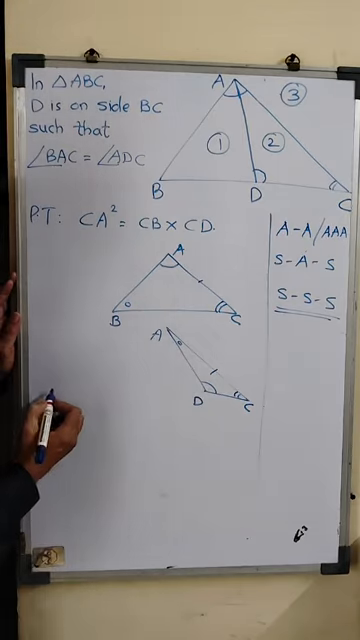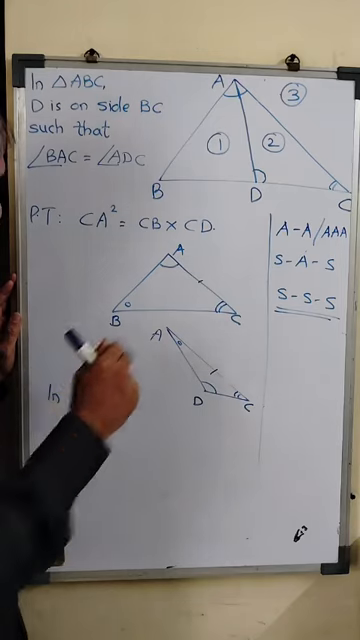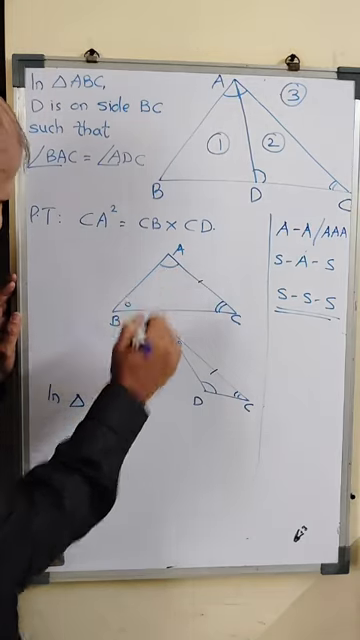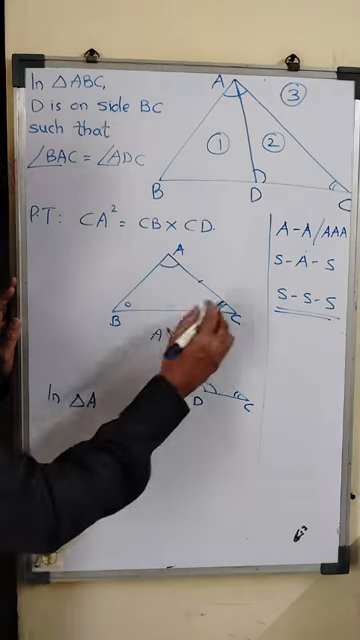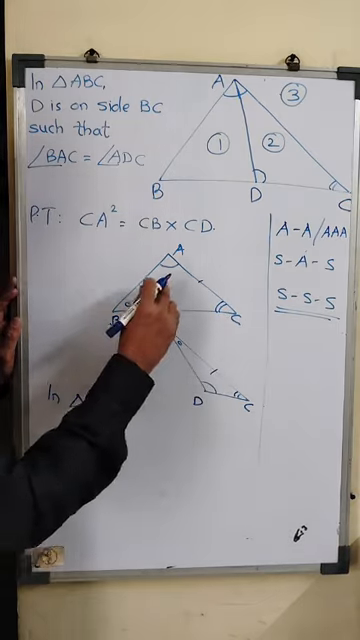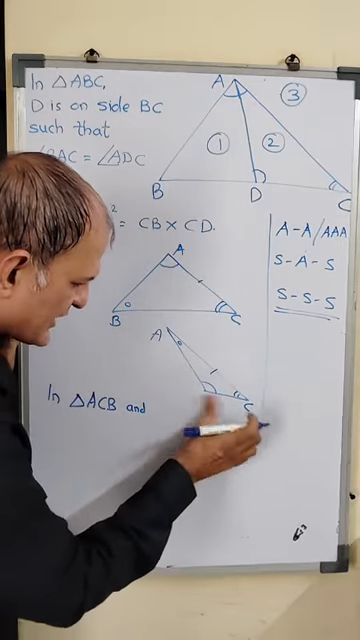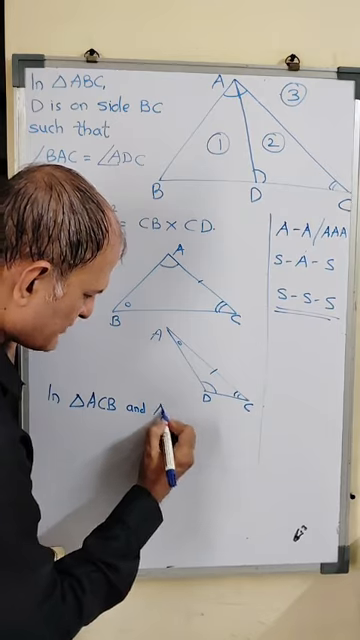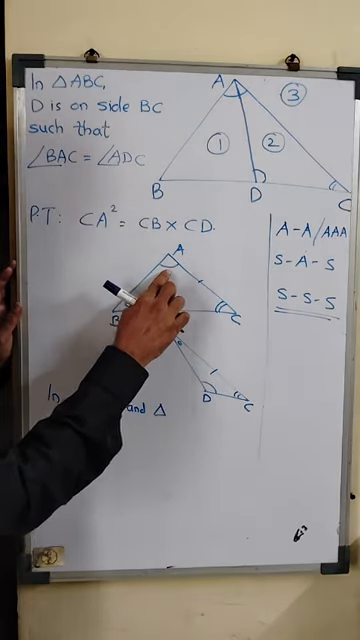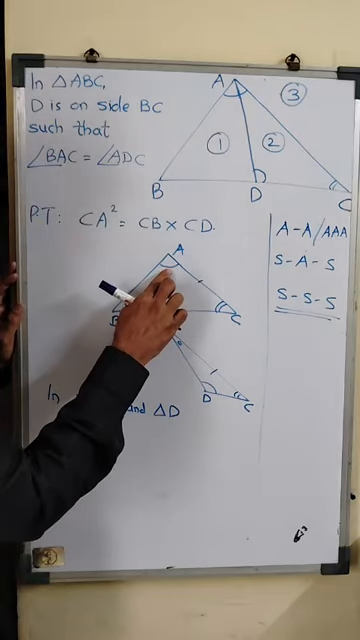Now how? To prove that, first we have to name the triangles. If I start this triangle with A, then go to C, and then go to B, I can name this triangle ACB. To name the other triangle, see, this A is equal to this D here, so I can start with D.